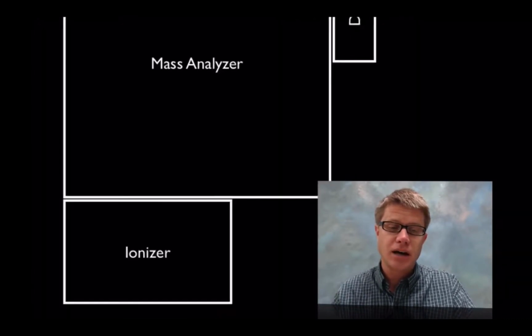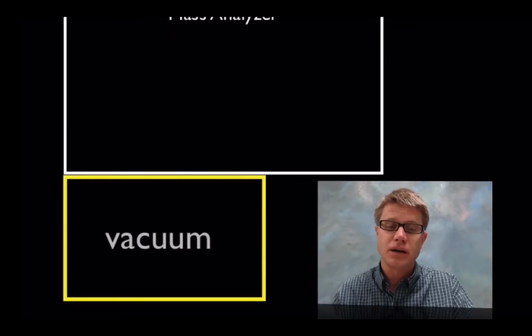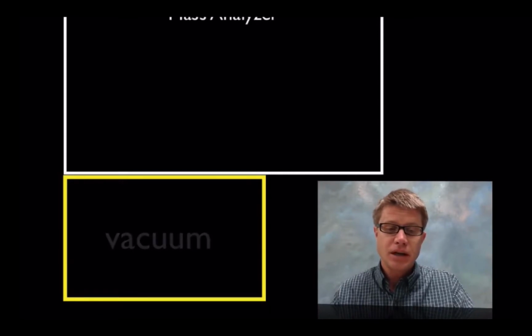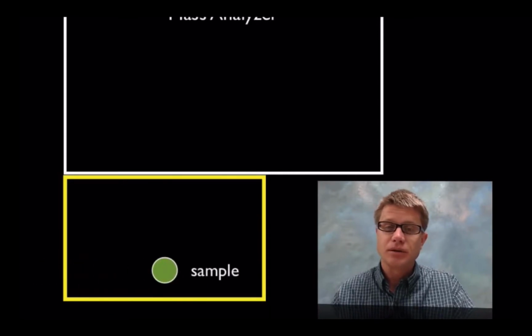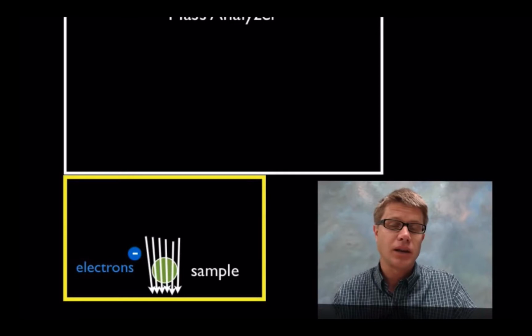And so let's look inside the ionizer. What are we going to find? Well, the first thing is that it's a total vacuum. In other words, this doesn't work unless we remove all of the gas particles found inside the mass spec. Next, we're going to insert our sample. That could be a solid, a liquid, or a gas, but we inject it into this ionizing tube, and then we hit it with electrons. We're going to move electrons through the sample.